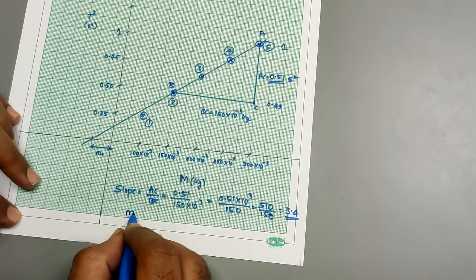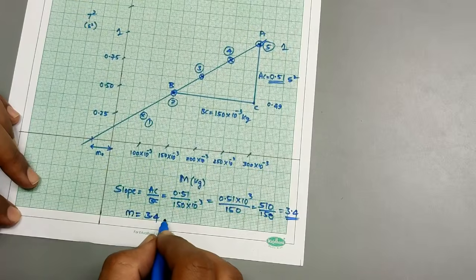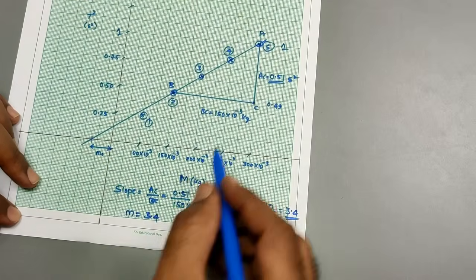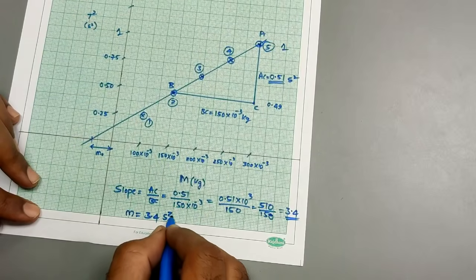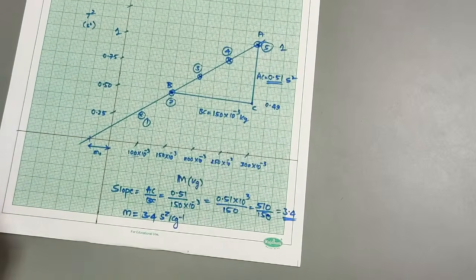Slope we represent with m. m is 3.4 and what will be the unit of this? AC divided by BC. So second square per kg. This will be the unit of slope.